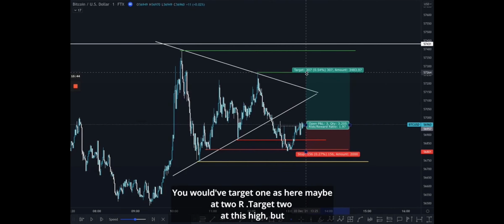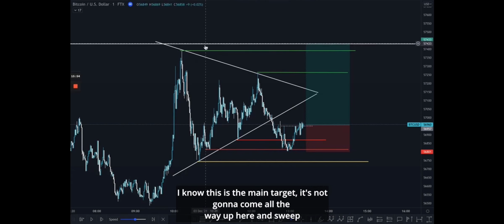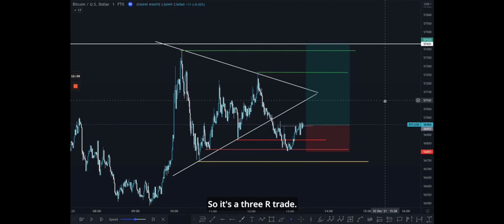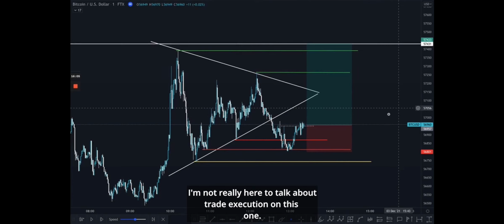You would have target 1 here, maybe at the 2 hour, target 2 at this high, but really my target 2 would just be here, because this high is so close to that high. I know this is the main target. It's not going to come all the way up here and sweep this one out without sweeping that one. So it's a 3-hour trade. If you wanted to take some off at this high, you could. That's up to you. I'm not really here to talk about trade execution on this one.